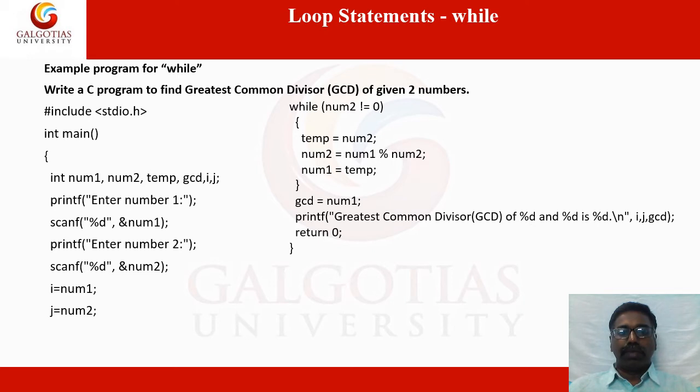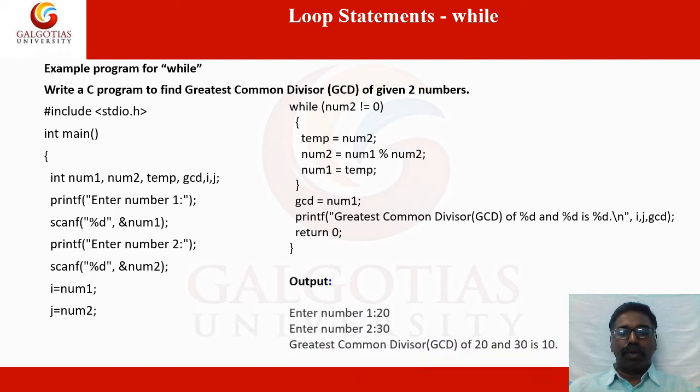If you keep repeating the same steps again and again, at last the num1 we have will be the GCD of the two numbers num1 and num2. At last we display the value. According to our given input, the output for 30 and the other number, the GCD, that is the greatest common divisor, is 10.